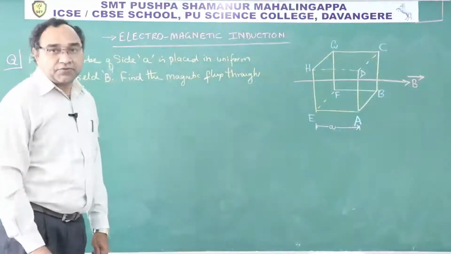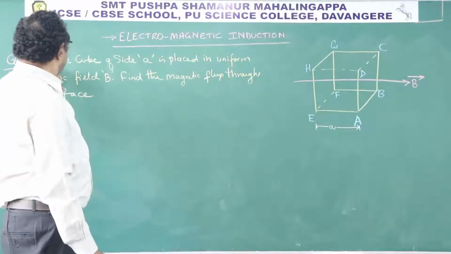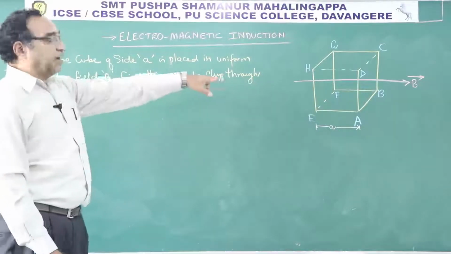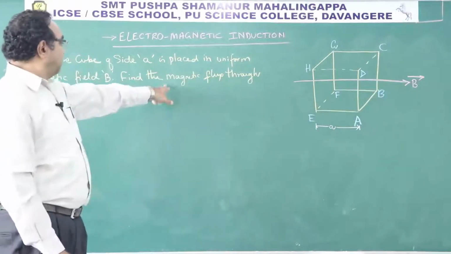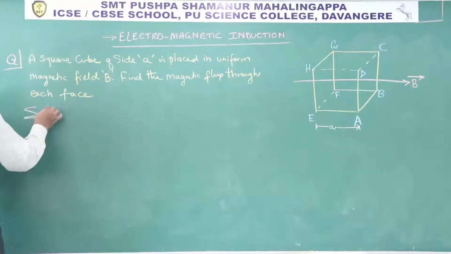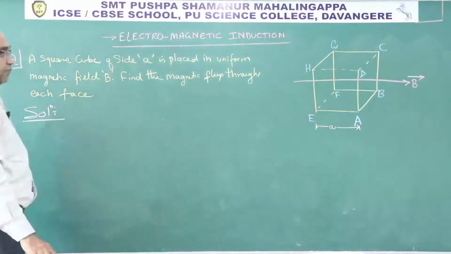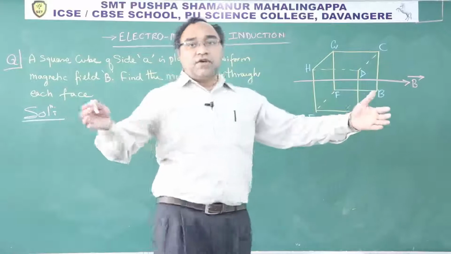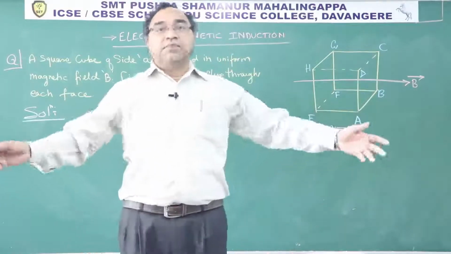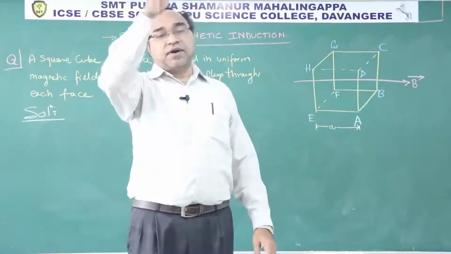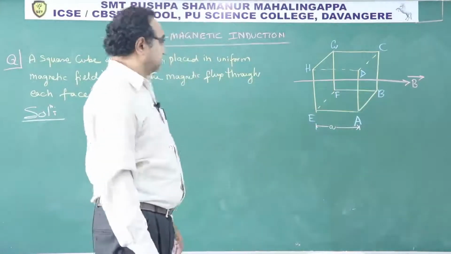Well students, the next question is like this. A square cube of side A is placed in a uniform magnetic field as shown in the figure. Find the magnetic flux through each face. Each face. There are 6 faces, correct? You can visualize the room where you are sitting, something like that. 1, 2, 3, 4, 5, 6 faces are there.